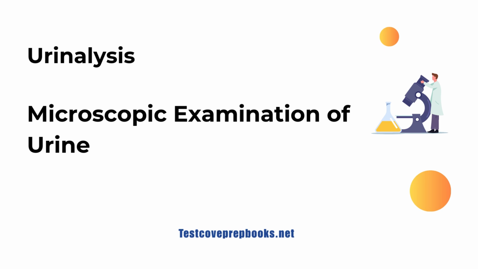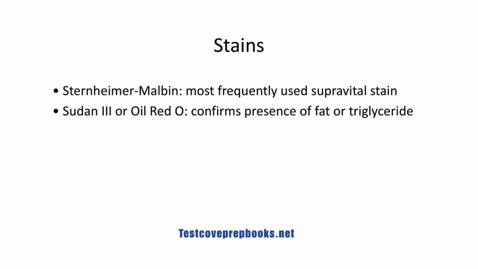In microscopic urine examination, stains are used to enhance visualization. Sternheimer-Malbin is the most frequently used supravital stain. Sudan 3 and oil red O are used to confirm the presence of fat or triglycerides.